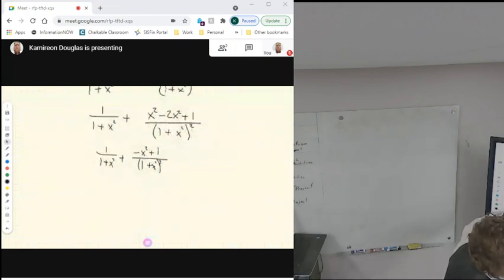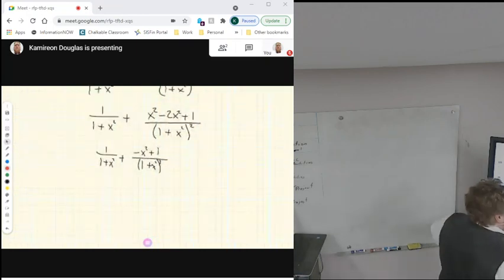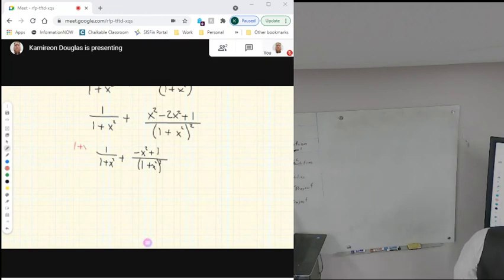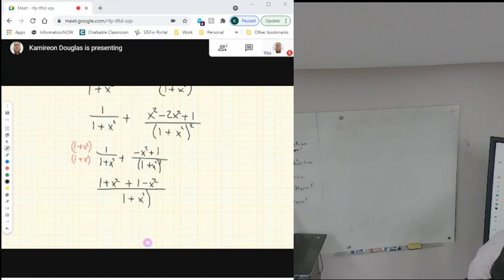So they would take one additional step. They would take this left-hand piece and multiply it by 1 plus x squared on the top and bottom. And so on top, you end up with 1 plus x squared plus 1 minus x squared, all over 1 plus x squared squared. And so you end up with 2 over 1 plus x squared squared.